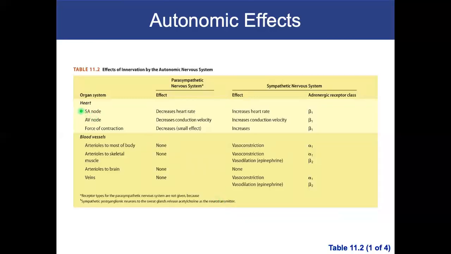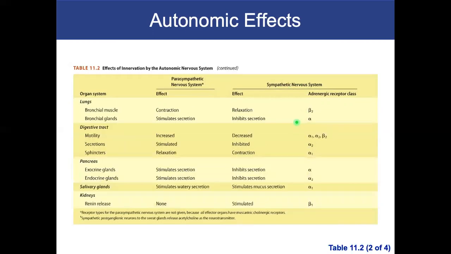Okay, here's a little bit more specific. So your heart, this is your electrical conduction system, your sinoatrial node and atrioventricular node. When you activate the parasympathetic nervous system or the vagus nerve on the SA node and AV node, it's going to decrease heart rate and conduction velocity. So you're going to decrease heart rate and force of contraction, whereas the sympathetic nervous system is going to increase heart rate and increase force of contraction, and the dominant adrenergic receptor is going to be your beta 1s.